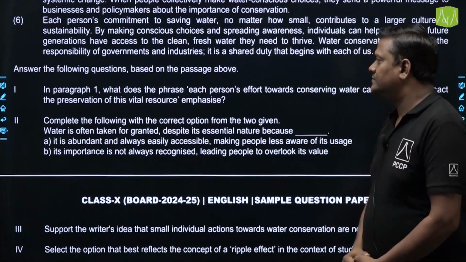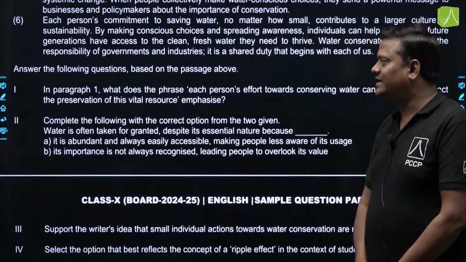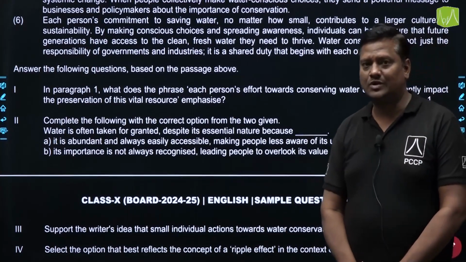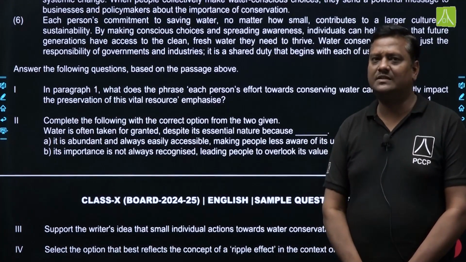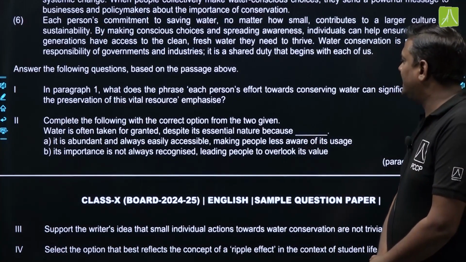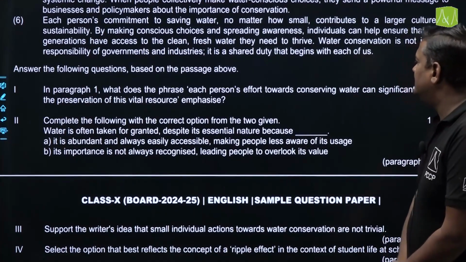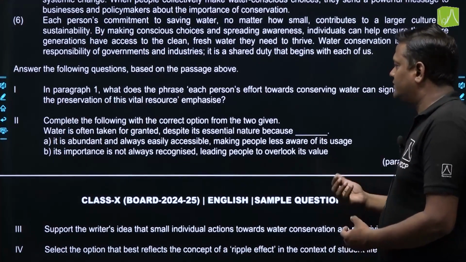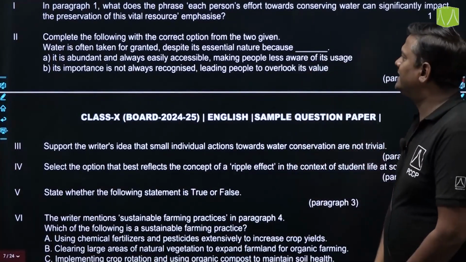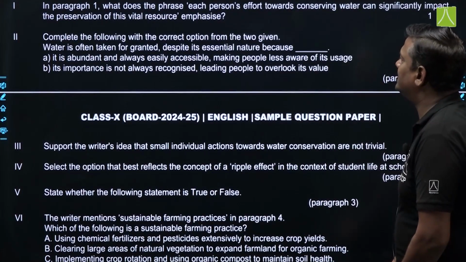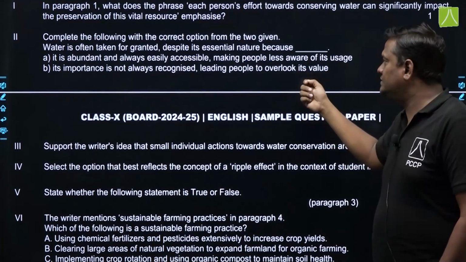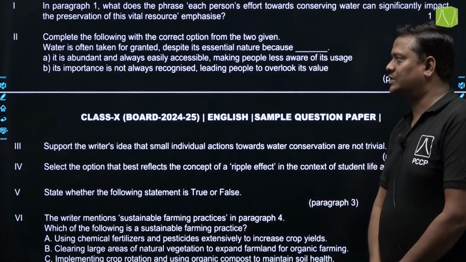The 8 questions will be of different kinds, like objective questions, assertion and reasoning questions, vocabulary questions, and fill in the blank questions. Like here we have question one, where you have to find the phrase that has the meaning of the related phrase, and we have to find it from paragraph 1. Question 2 is to complete the following with the correct option from the 2 given. We are given 2 options and we have to fill the blank with the correct option from A or B.